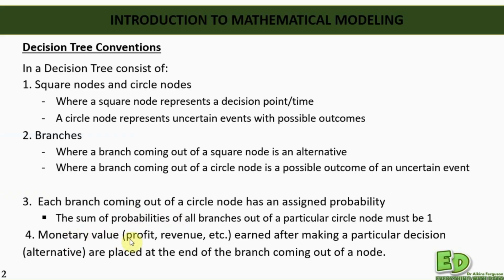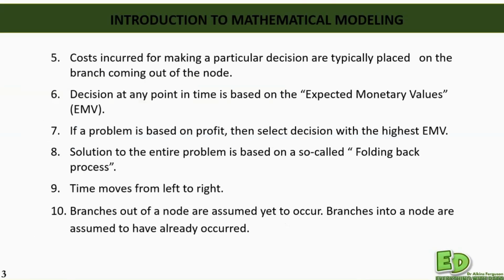When it has to do with monetary values, such as profit or revenue, they are placed at the end of the branch coming out of the node. That is what it's trying to say. Costs incurred for making a particular decision are typically placed on the branch coming out of a node, just to represent that that value is a cost.